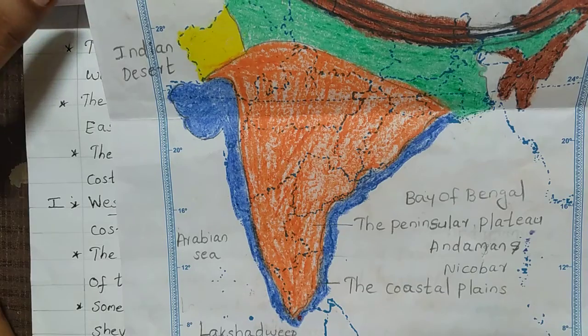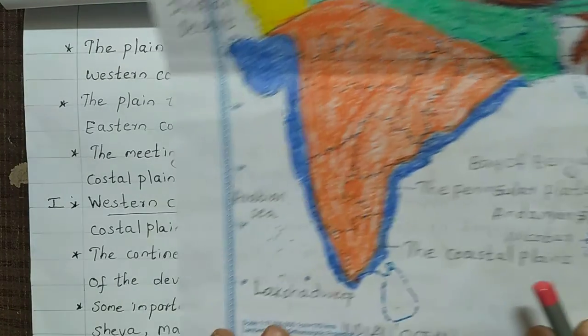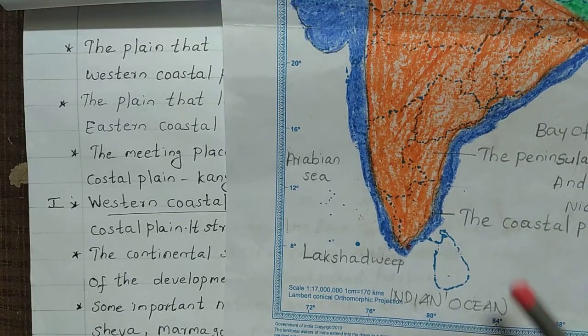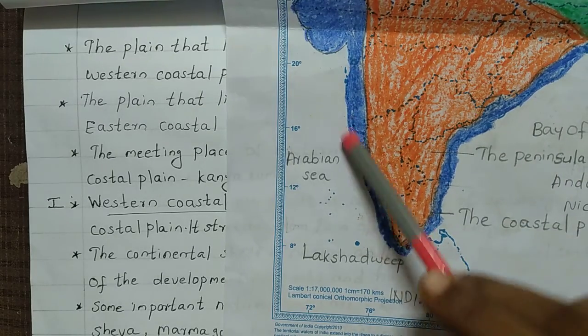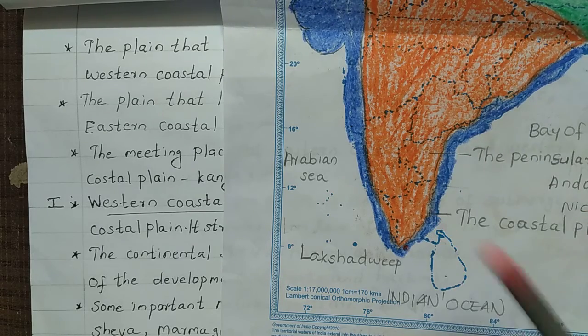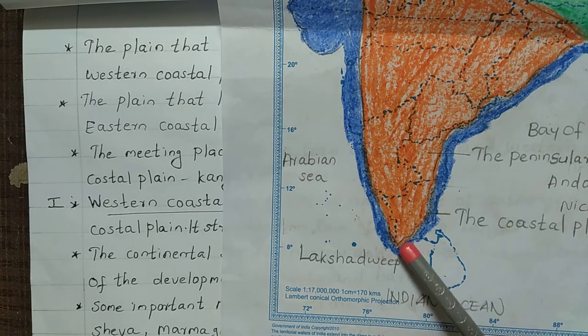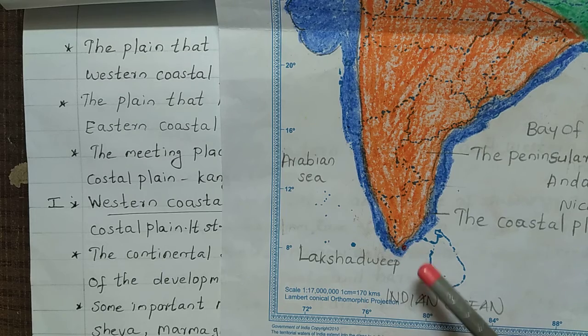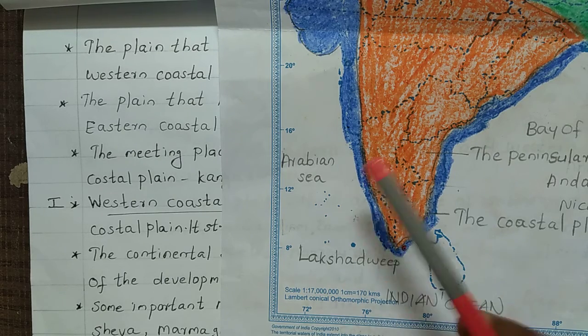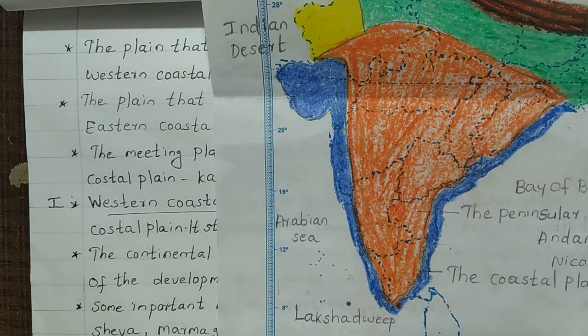Here you can see Western Coastal Plain here and here Eastern Coastal Plain, and the meeting place is Kanyakumari here. Both of the plains meet here.